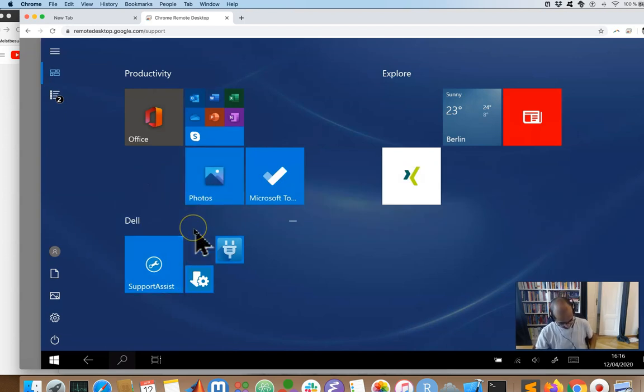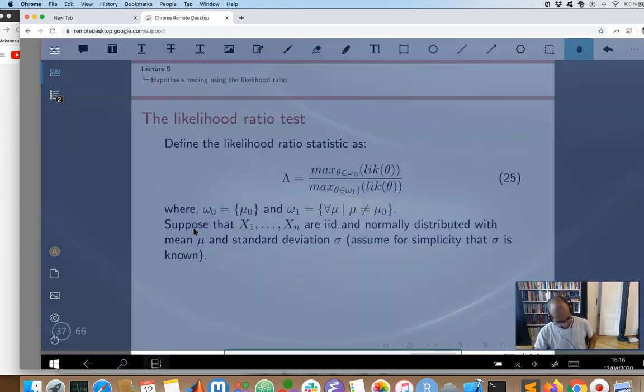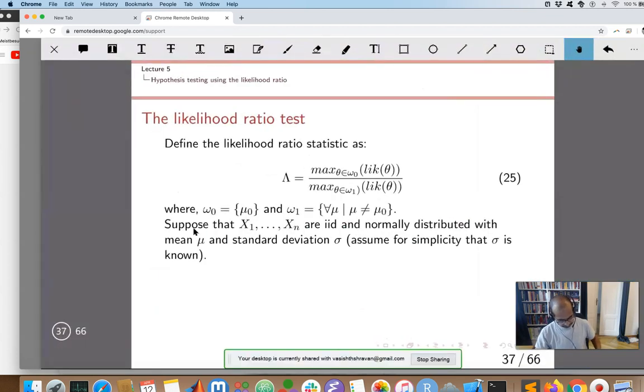Okay, all right. So that's what this complicated looking statement is saying. Under some null model, what's the likelihood, and under some alternative model, what's the likelihood.